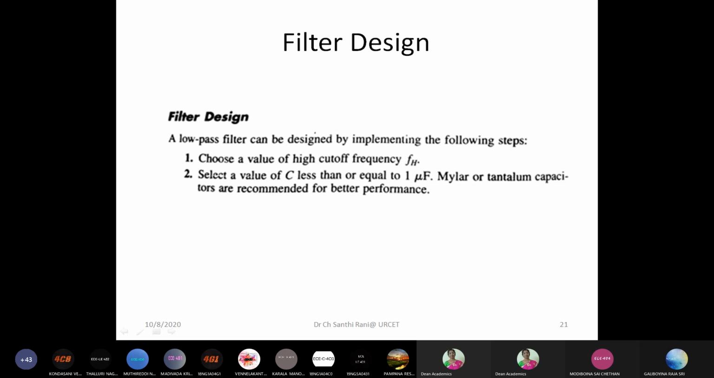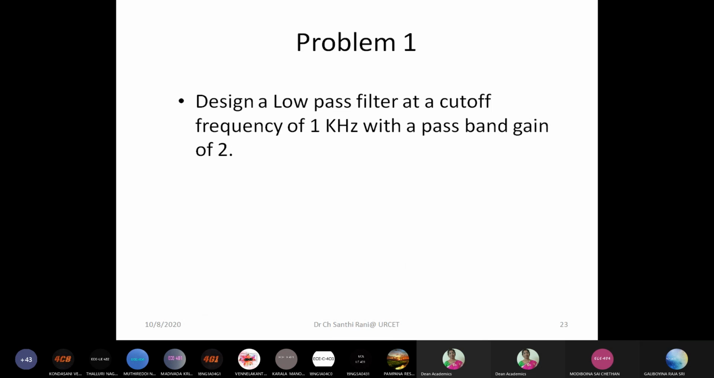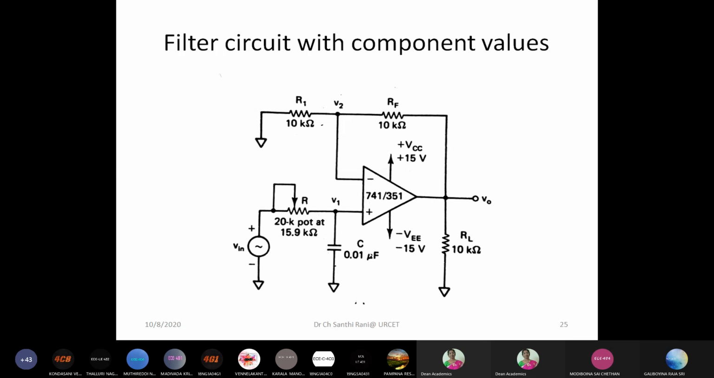Choose the value of high cutoff frequency first, then select the value of C, which is less than or equal to 1 microfarad, then calculate the value of R using the fH equation. Then, AF, that is the pass band gain of the filter, is 1 plus Rf by R1. You select the value of R1 and calculate Rf. So that is the filter design procedure. Then we have taken the problem and applied that knowledge in designing it. We have done this problem clearly and recollected also.